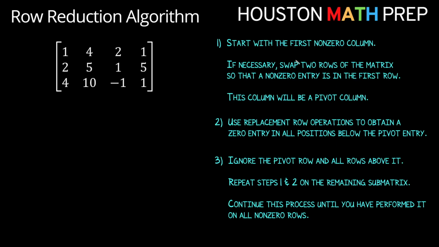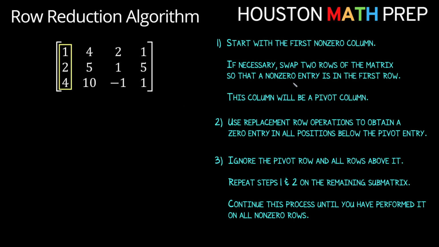Notice our first step here says to start with the first non-zero column, so first we need to identify that. Looking at our first example, you can see that our first column here is definitely a non-zero column, so we'll be starting with that. It says, if necessary, swap rows of the matrix so that a non-zero entry is in the first row. For our example here, we don't have a 0 in the top entry of this column, so we're good to read on.